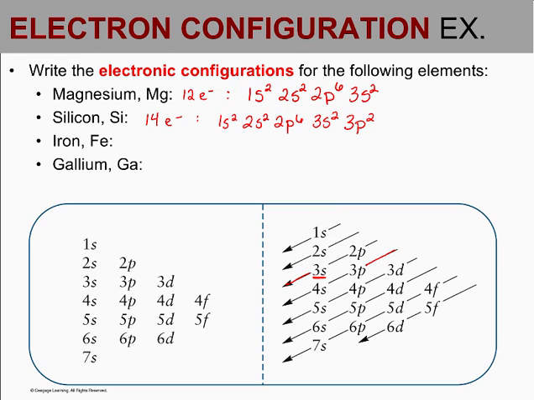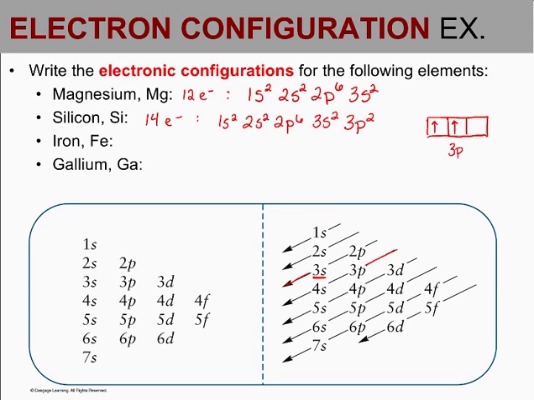Now, in that 3p subshell, remember that the electrons will be unpaired initially, and then if we keep adding more and more electrons, so let's say we were filling in the orbitals for argon, which has 18 electrons, then we would start pairing electrons once we have 3 unpaired electrons.